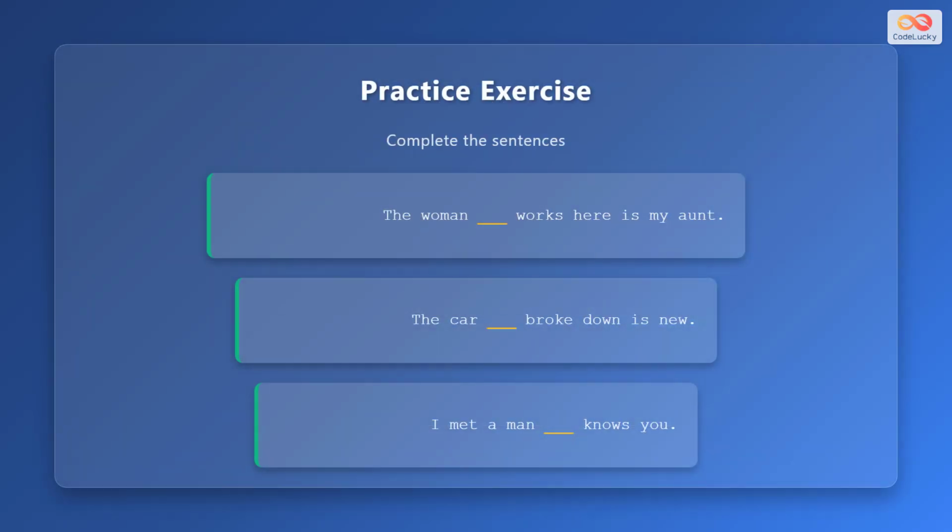Complete these sentences using who, which, or that. For example, the woman blank works here is my aunt. This helps to understand which person or thing we are talking about exactly.